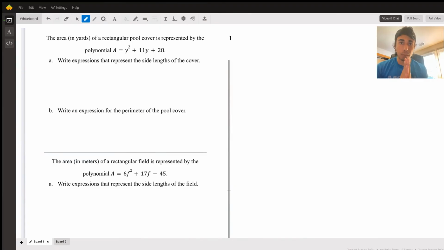All right, back for part two. Same thing we've been doing, more areas and perimeter with this factoring thing. Again, very similar to what we did last week.